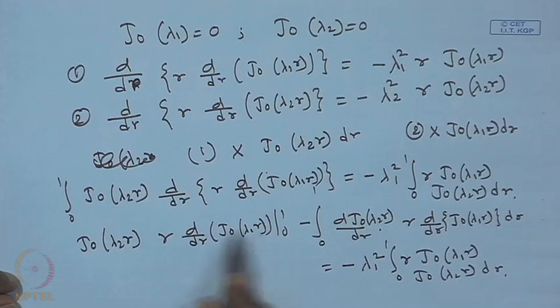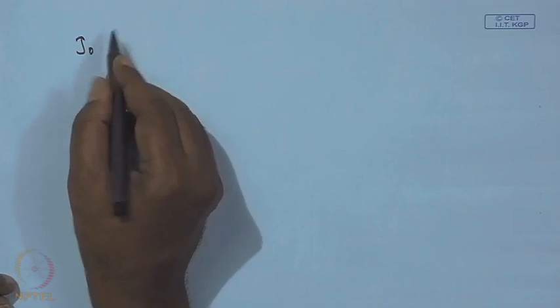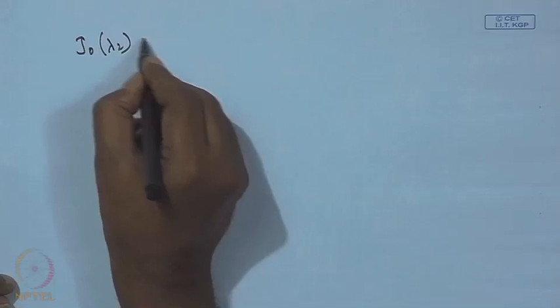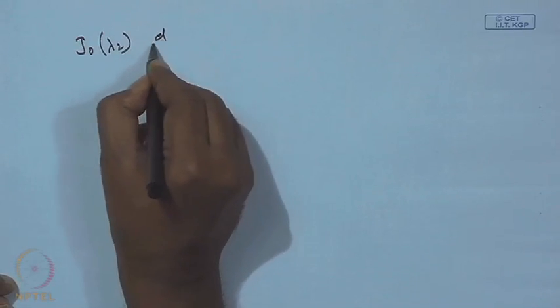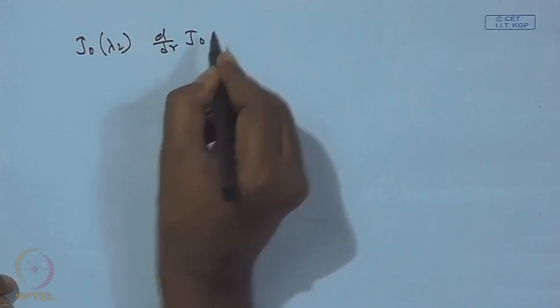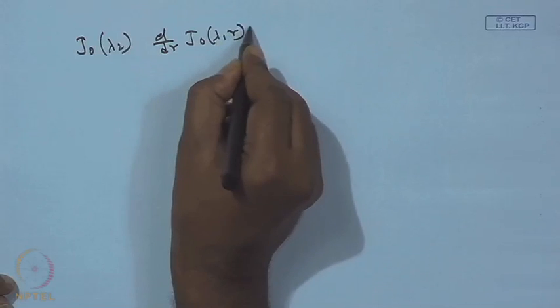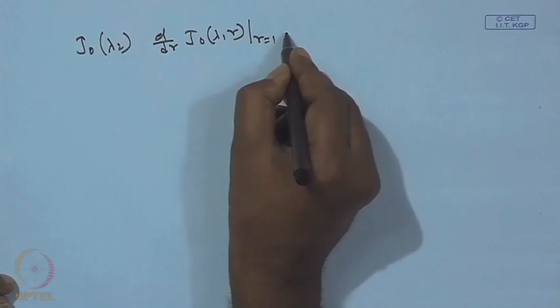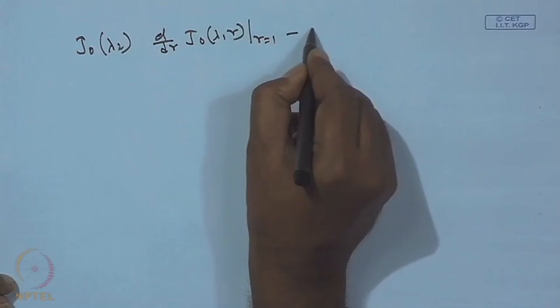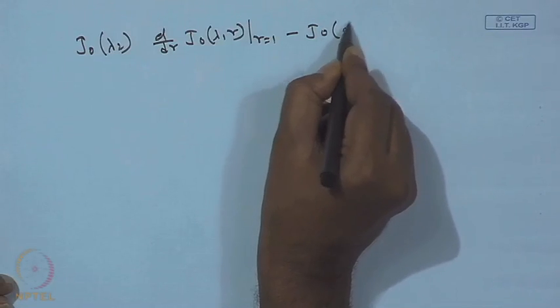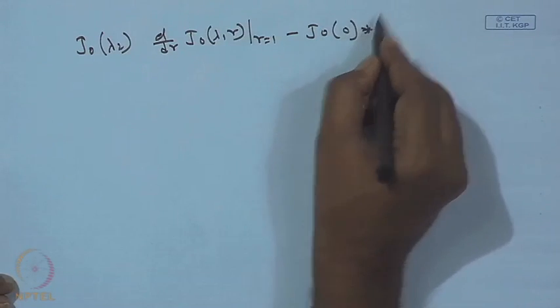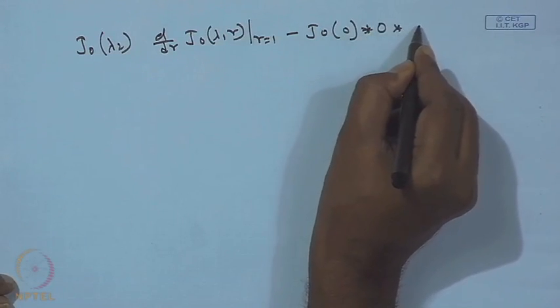So, just see this bilinear concomitant term. The first term will be J 0 evaluated at r is equal to 1. So, J 0 lambda 2 r will be 1. So, d dr of J 0 lambda 1 r evaluated at r is equal to 1, minus J 0 at 0. So, J 0 at 0 multiplied by r is 0. So, multiplied by whatever it is.